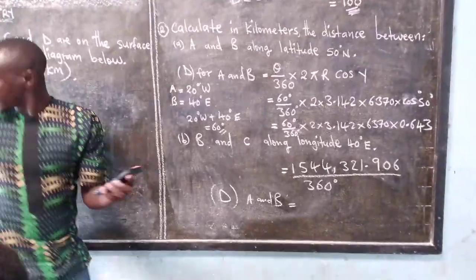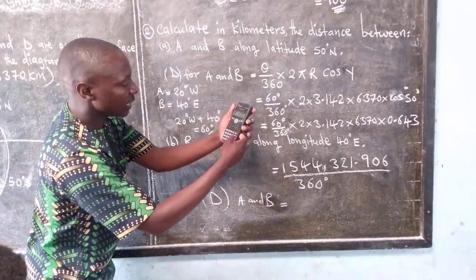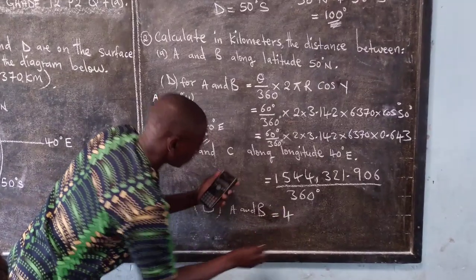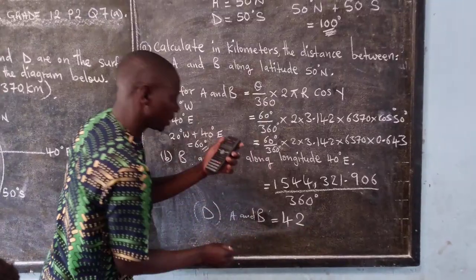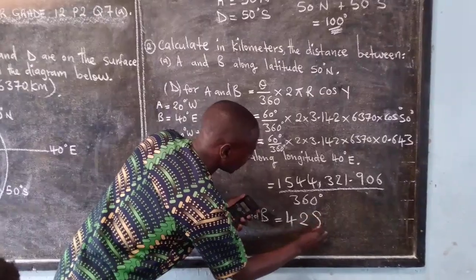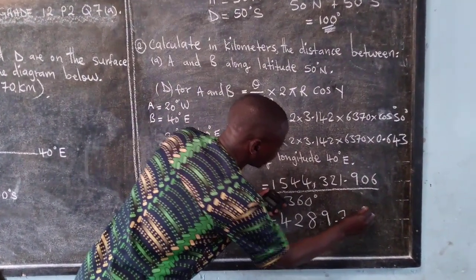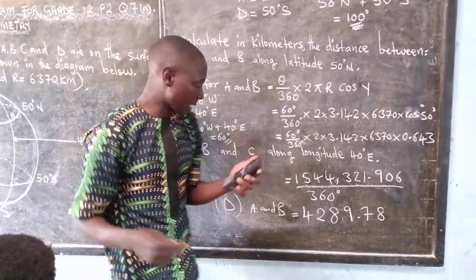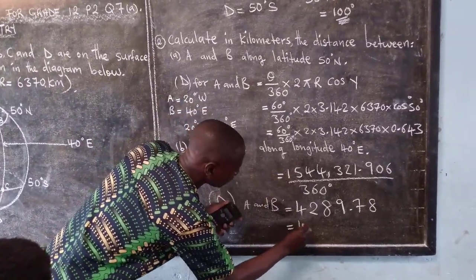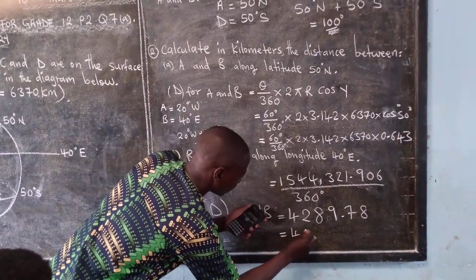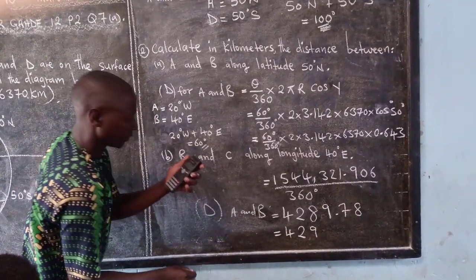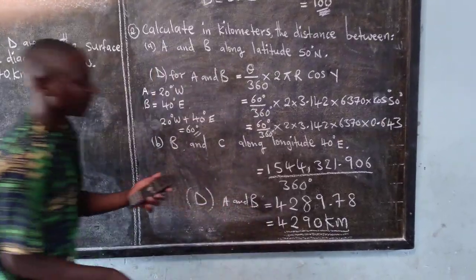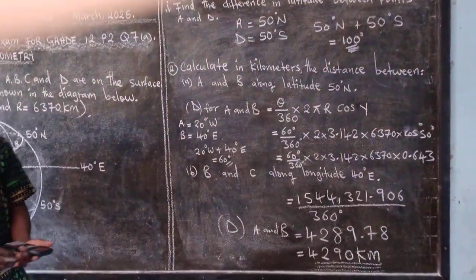The final answer will be, let me divide by 360. The final answer will be 4,289.78. Now when they say in kilometers, you need to round off to 3 significant figures only. So the final answer will be 429, where there's 9 there, you put a 0. Kilometers. This is the final answer for question 2A.